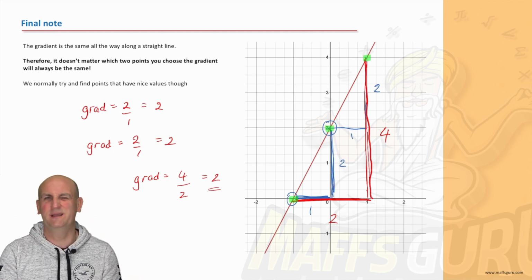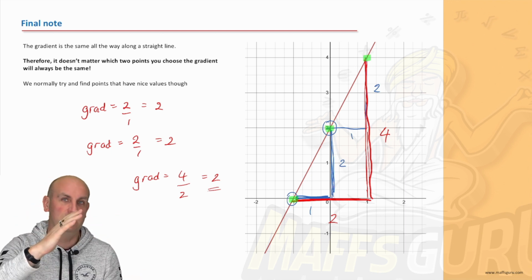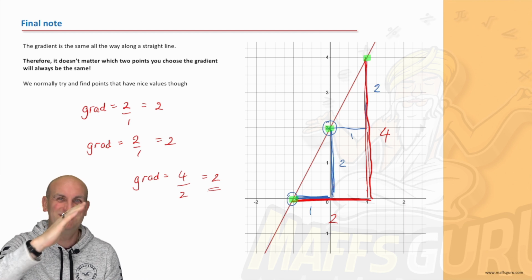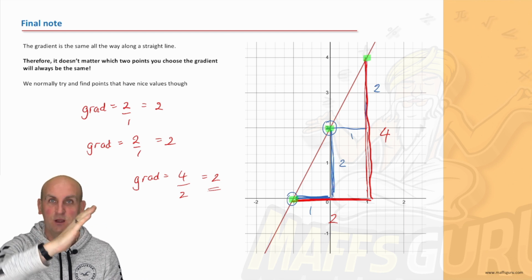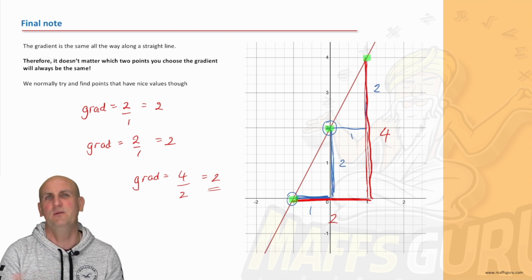But that almost makes sense, doesn't it? The gradient along a straight line would be the same because it's a measure of slopiness. It's not like as we go along that line, the slope changes, because that would be a bit weird.